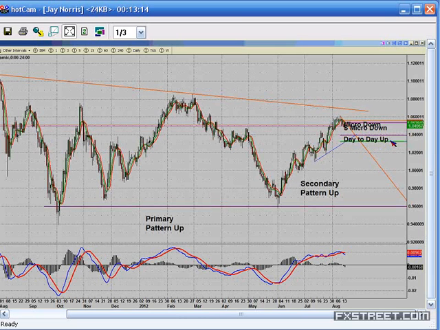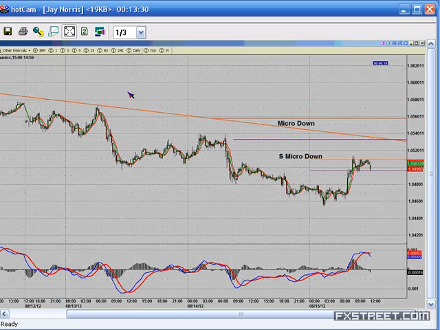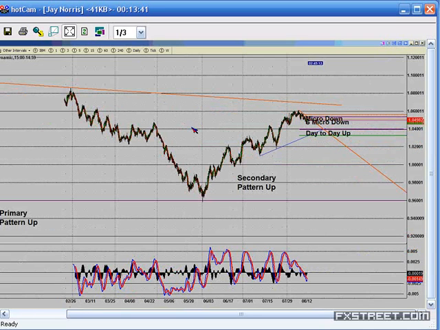Our day-to-day happens to be from a week to a month. My micro happens to be from a day to 5 days. My super micro, if I go back to that lower time frame, the super micro happens to be 1 session to 5 sessions. Okay, so the whole idea behind this, we go to a 4-hour and you can see what's going on there. You can see both the primaries up, secondaries up, day-to-days up. Ideally, you want to trade with the majority of patterns.